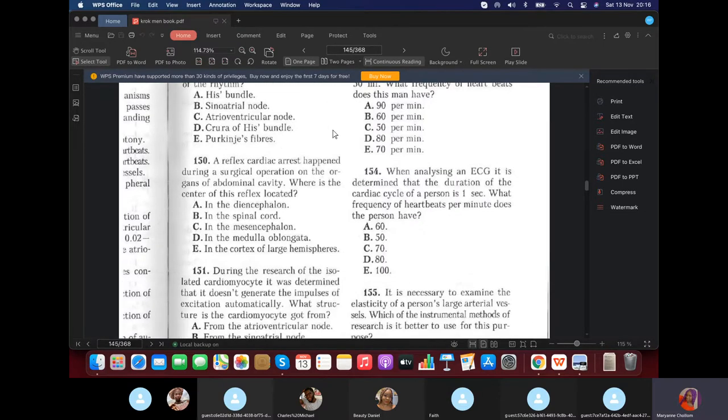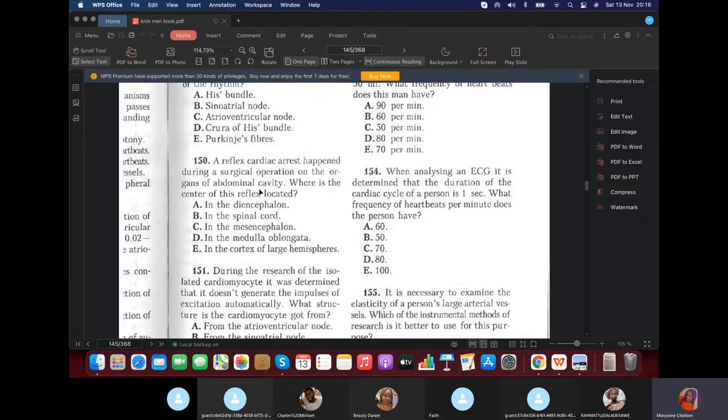A reflex cardiac arrest happened in a surgical operation on the organs of the abdominal cavity. What is the center of this reflex located? So again, this is Krok trying to make you connect the dots.